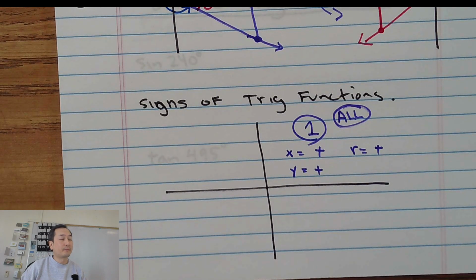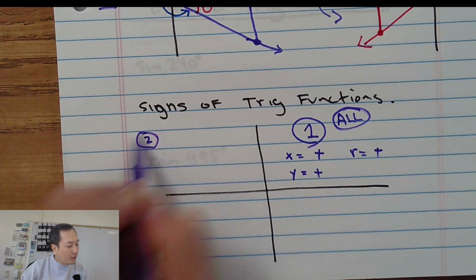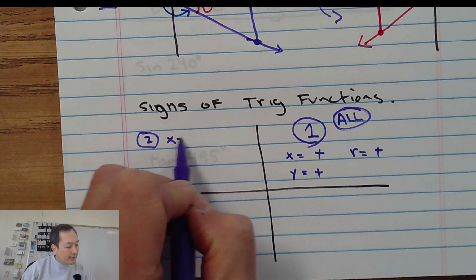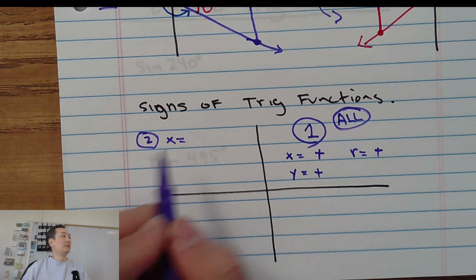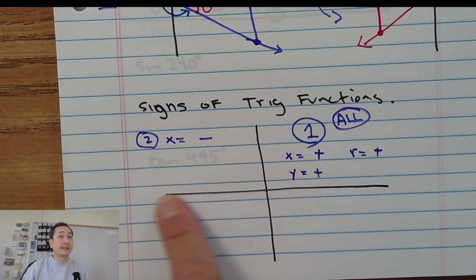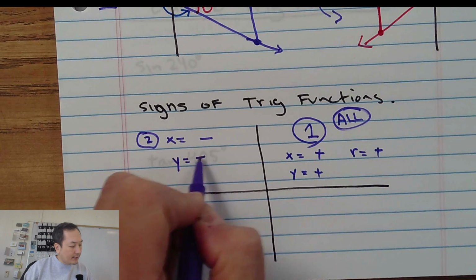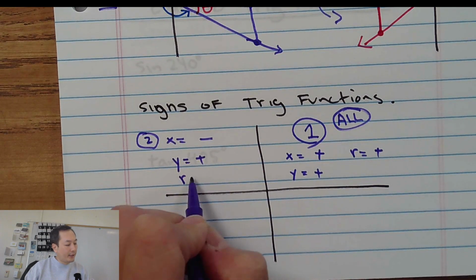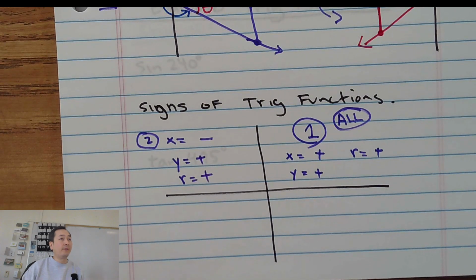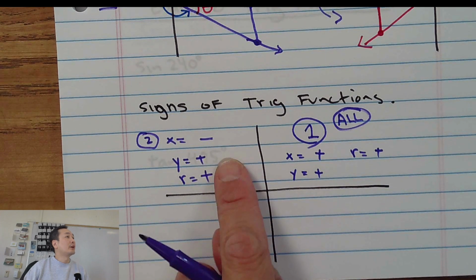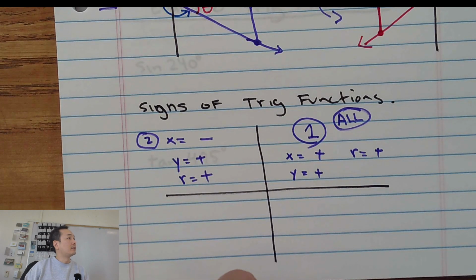In quadrant 2 here, my x is negative because I'm on my negative x-axis, but I'm on my positive y-axis, so my y is positive. My r is always going to be positive. What trig functions here are positive then? Let's go through the list. I don't want you guys to write it down because this is going to be a shortcut, but let's just go through it.